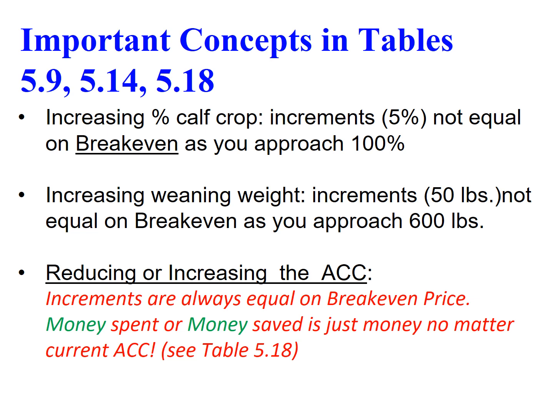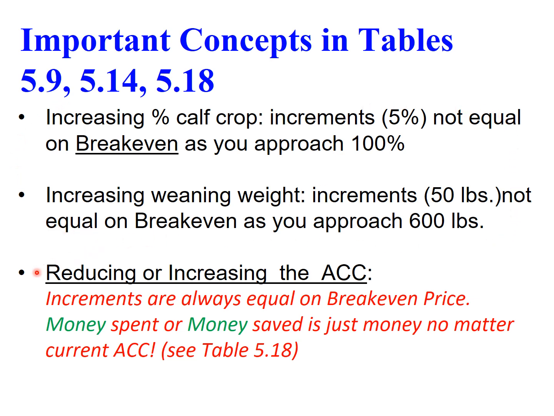In the same token, when we kept calf crop and annual cow cost steady and increased average weaning weight by 50 pounds, each 50 pounds did not have an equal effect on break even as we got closer and closer to 600. That's because 50 pounds is a greater percentage of 300 than it is of 600, and 5% is a greater percentage of 70% than it is of 95%. So those two relationships are pretty similar, okay?